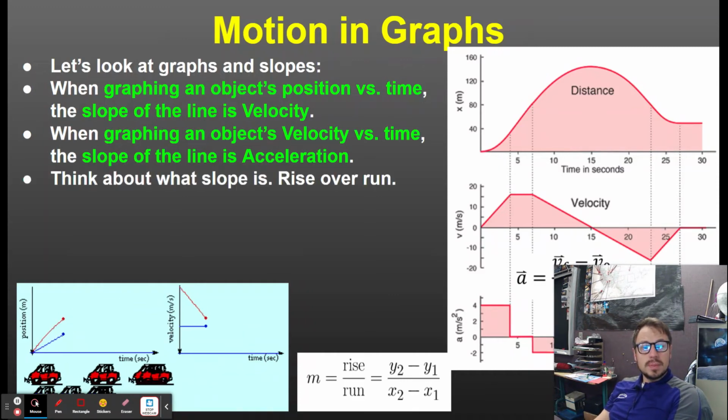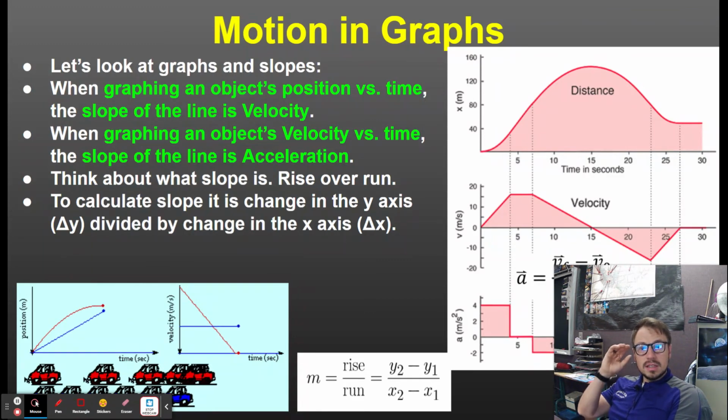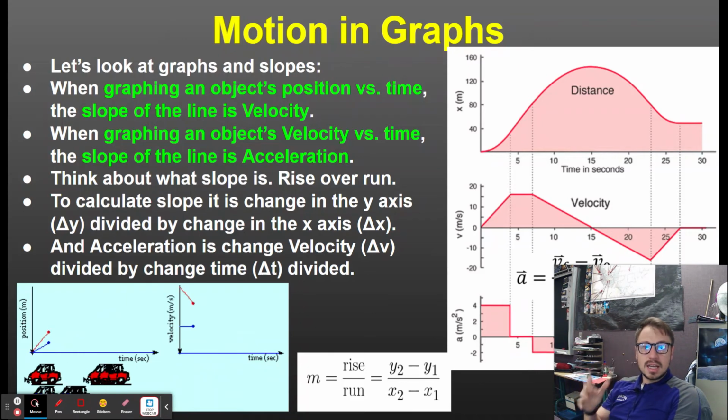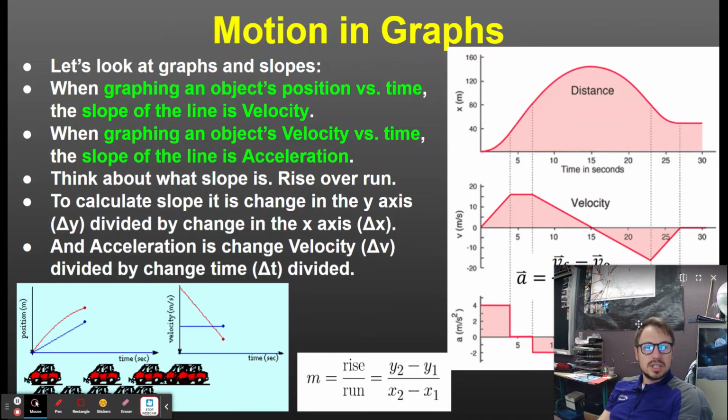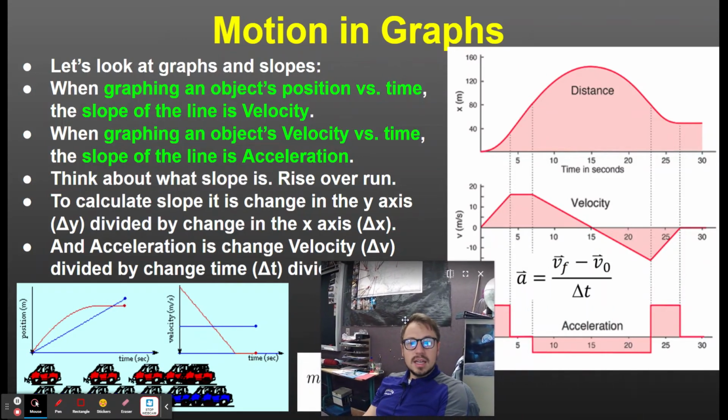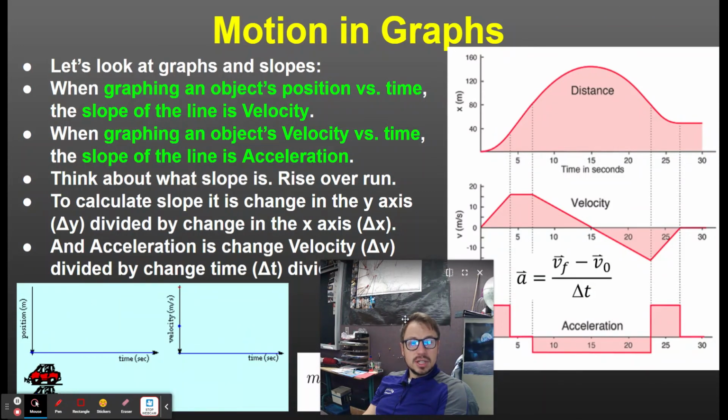So if you think about what slope is, it's rise over run. So to calculate the slope, it's the change in the y-axis, delta y, divided by the change in the x-axis. So if we look at something like acceleration, there's the equation right there. It is the change in velocity divided by change in time, or rise over run, if you're plotting velocity versus time.